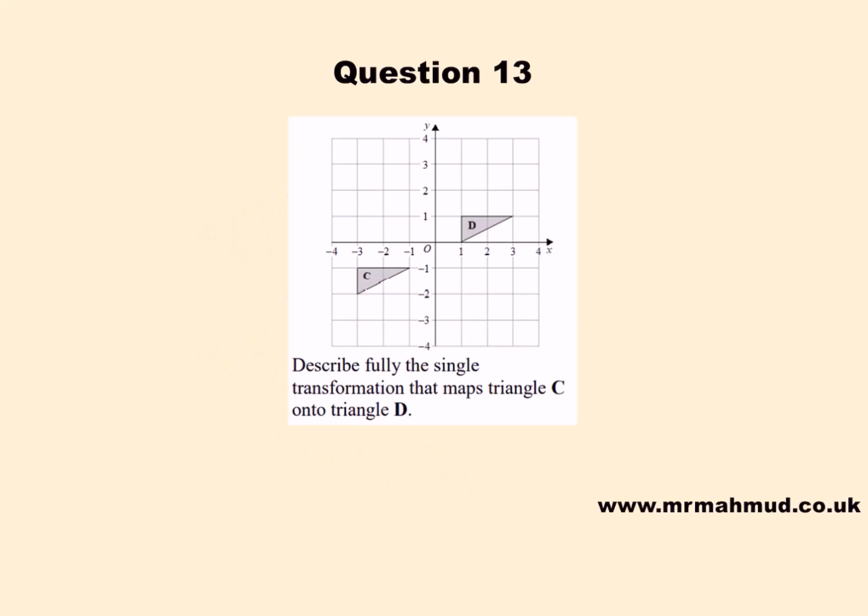Question 13 is a transformation question. Describe fully the single transformation that maps triangle C onto D. So going from triangle C onto D, the orientation is the same, so it suggests it's most likely a translation, and also the size is the same, so it's not an enlargement. So you can write down translation, that's the keyword, by vector. So I need to find out what the column vector is.